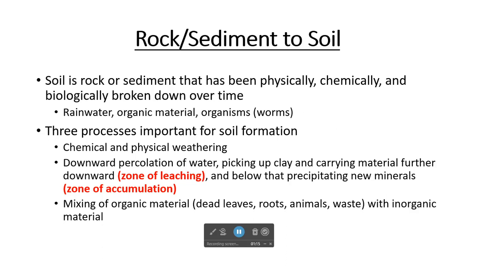Then you need downward percolation of water, or in other words, infiltration, if you've already watched the other lesson this week, and picking up clay and carrying that material further downward. This area where you're picking up clay and moving it is called the zone of leaching. And then below that, you precipitate new minerals, which is called the zone of accumulation. And then the final step is mixing of organic material, or dead leaves, roots, animals, waste materials, with that sediment material.